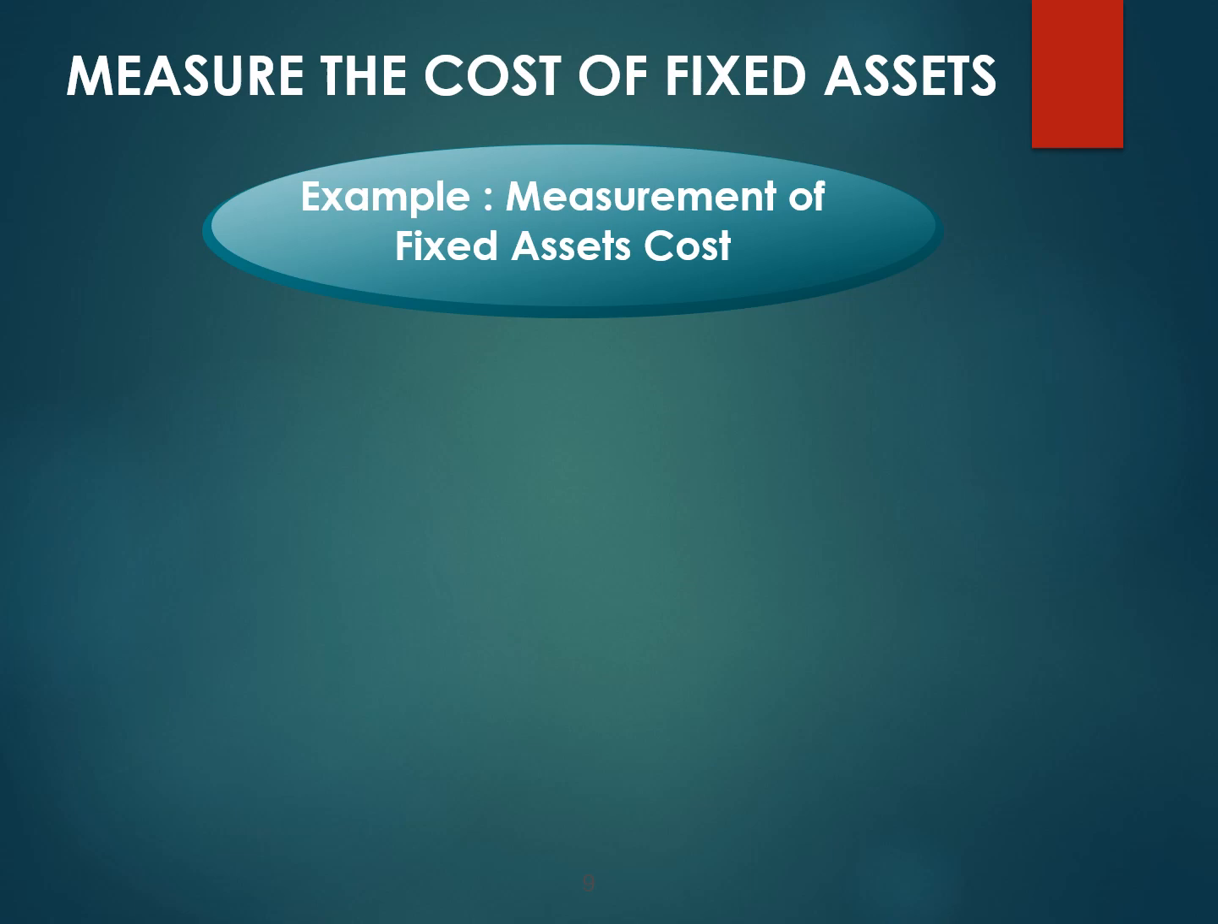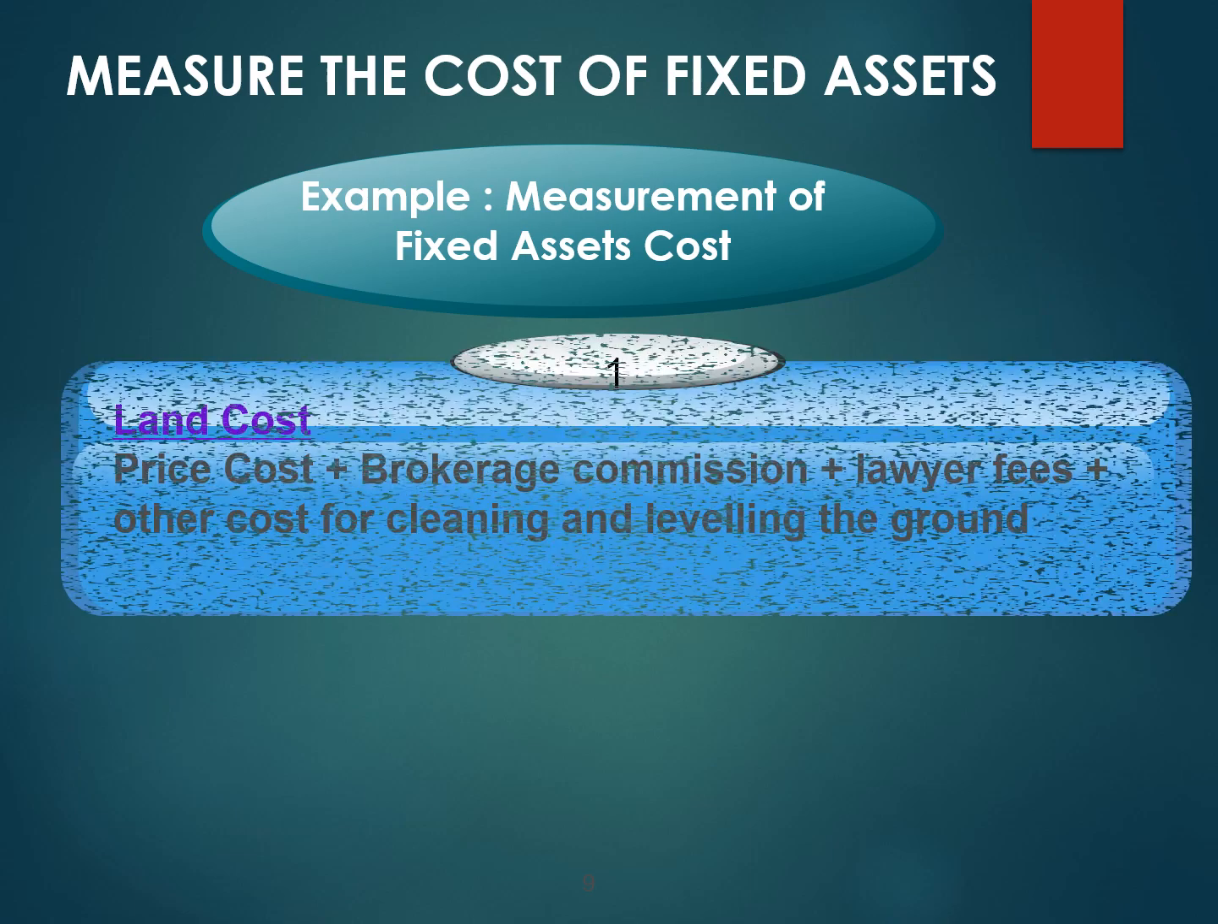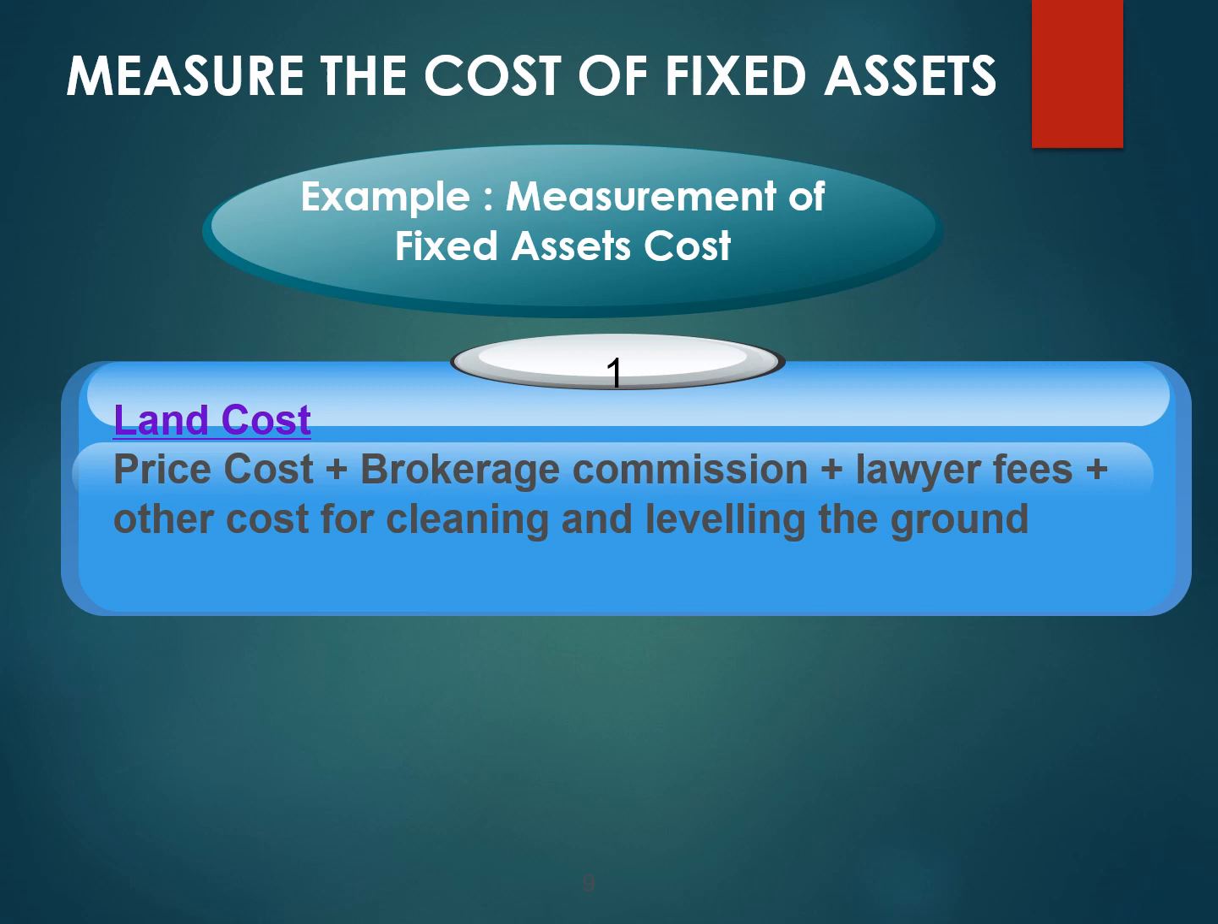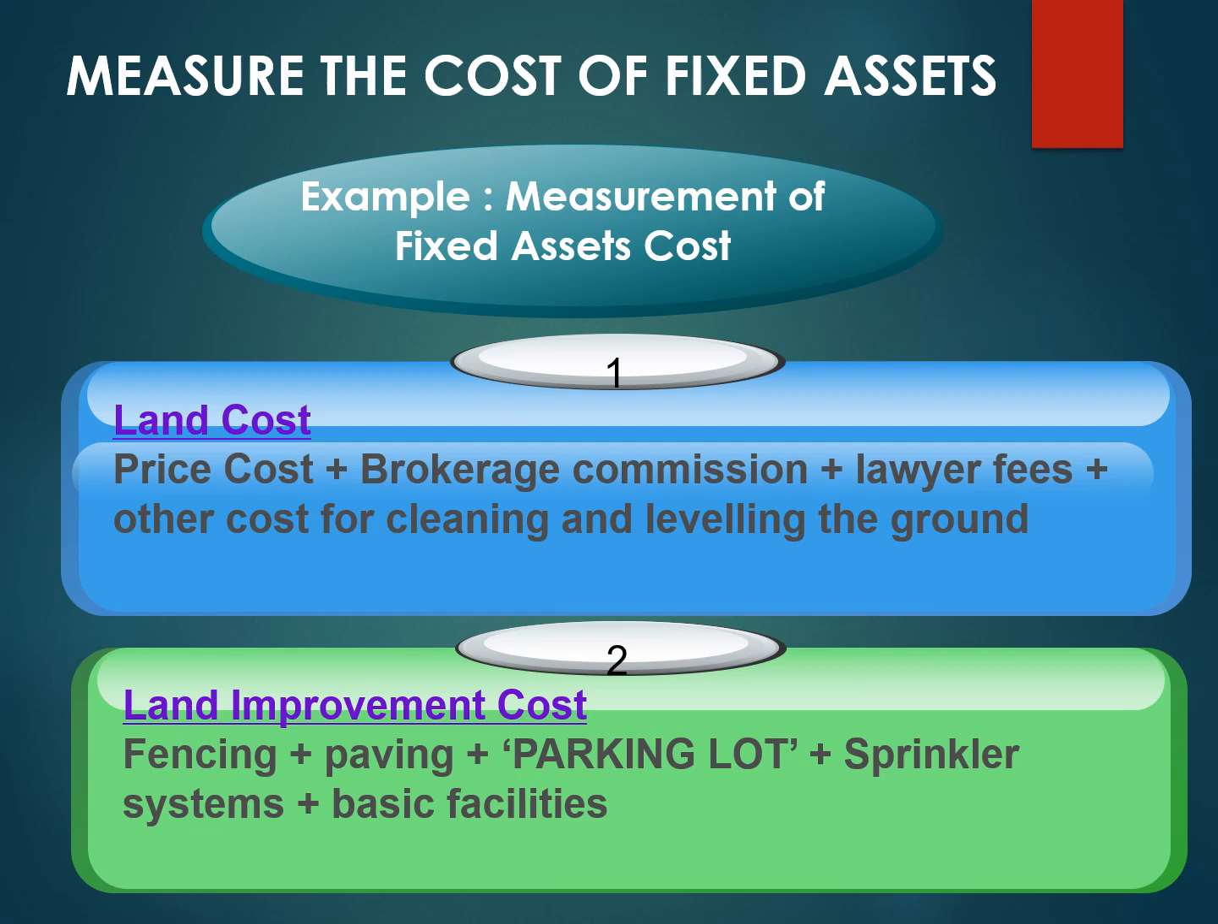So the examples of measurement on fixed asset cost: first is land cost. When we calculate the land cost, we have to take into consideration the purchase price, plus the brokerage commission, lawyer fees, and other costs for cleaning and leveling the ground. Example number 2 is land improvement cost, like the cost for fencing, paving, parking lot, sprinkler systems and basic facilities. These two examples are about the land.